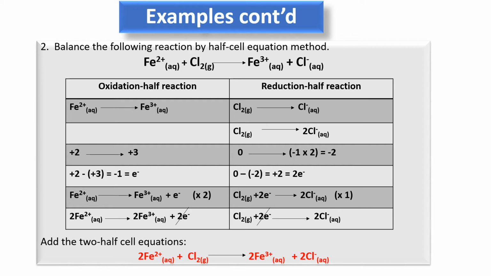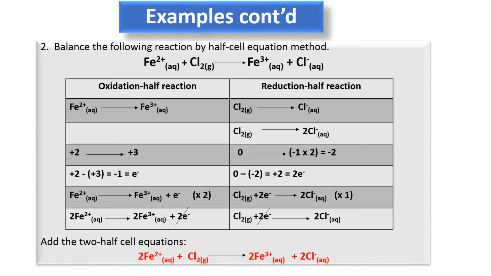So what is the next step? Step number 3 is to calculate the oxidation number. What is the oxidation number of iron in Fe2 plus? +2, and that of the oxidation number of iron in Fe3 plus is +3. So you write that out here. As you can see what I have done here, this is how to do it.